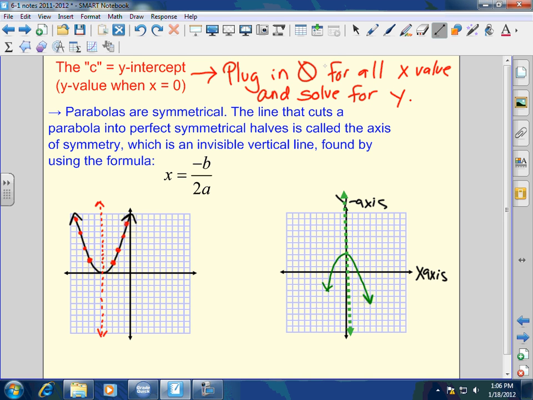The standard function is y equals ax squared plus bx plus c. The a, if it's positive, that means it's going to open upwards. If the a is negative, it's going to open downwards. The c is the y-intercept, in other words, the y value when x equals 0. The axis of symmetry is the line that cuts the parabola in perfect half, and you can find it by following the formula negative b over 2a.